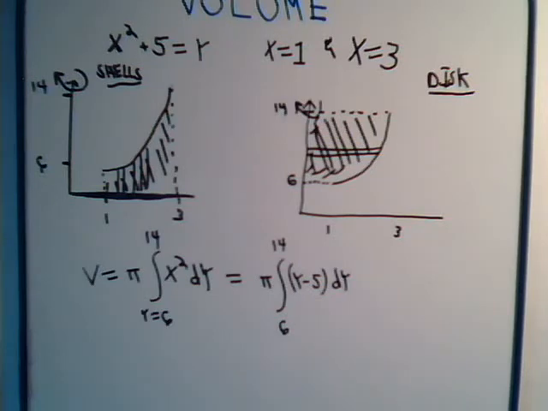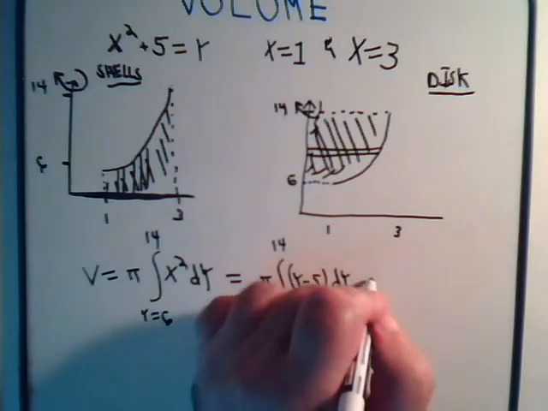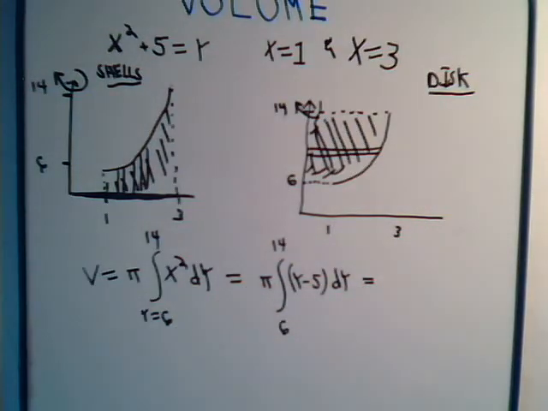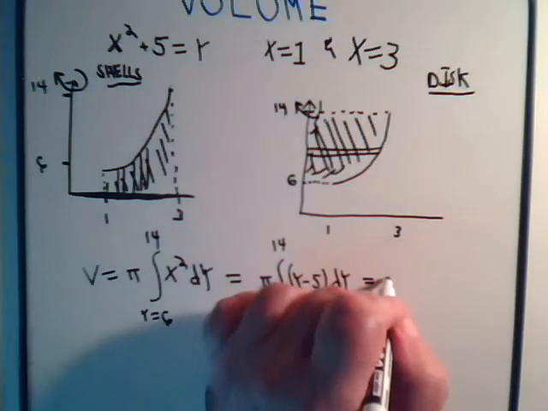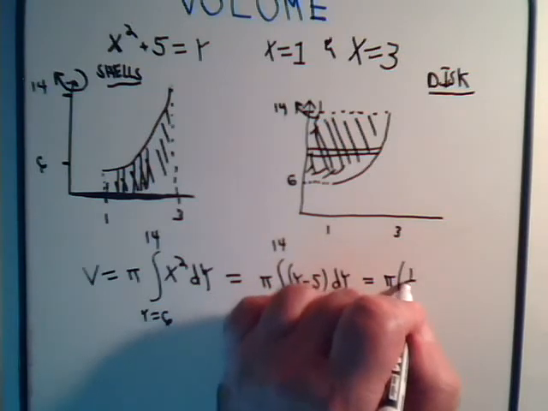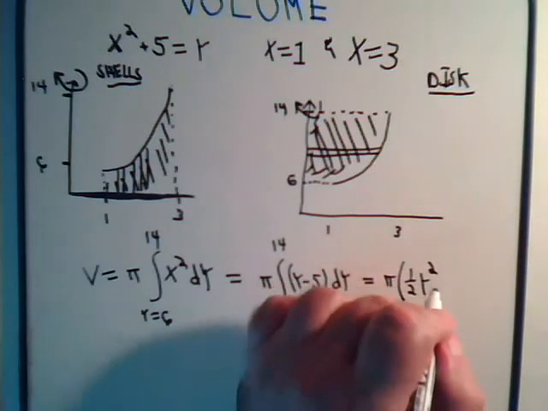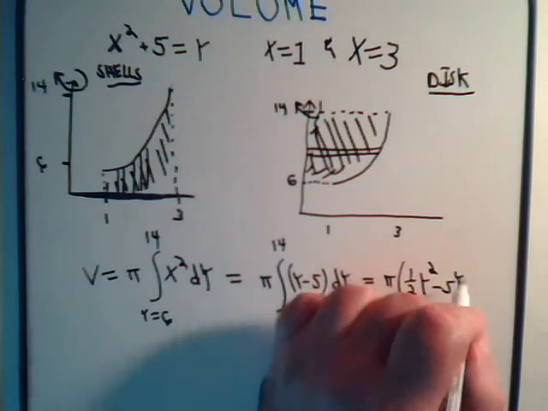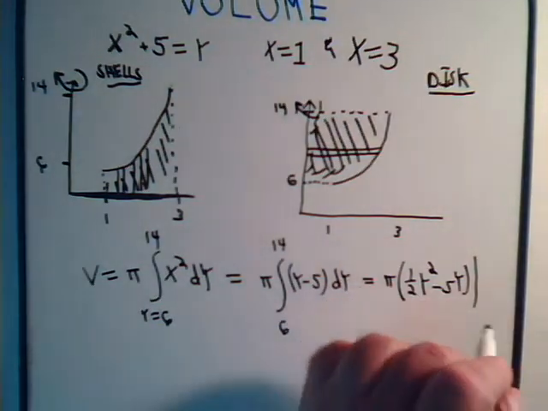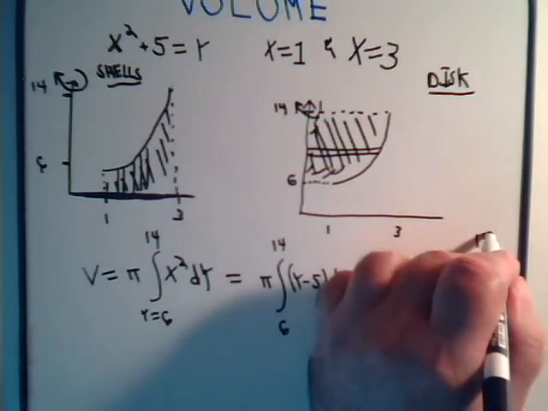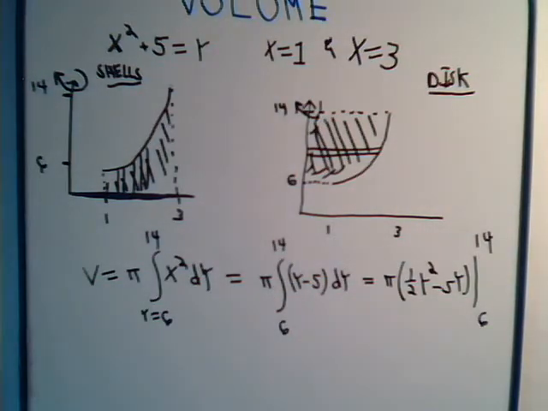It's almost trivial. It comes out being equal to pi times 1/2 y squared minus 5 times y, and y goes from 6 to 14. You plug your values in and do the number crunching here, and this time the volume comes out equal to 40 times pi. So that's it for this video.